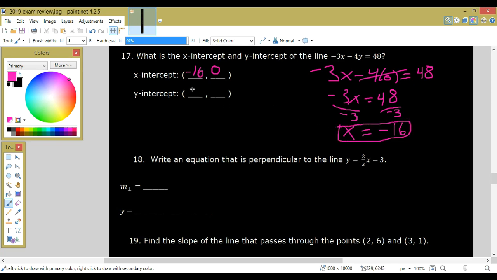And then for the y-intercept, we plug in 0 for x to solve for y. Negative 3 times 0 is just 0. Negative 4y equals 48. Divide each term by negative 4 to get your y. So 1y equals negative 12.